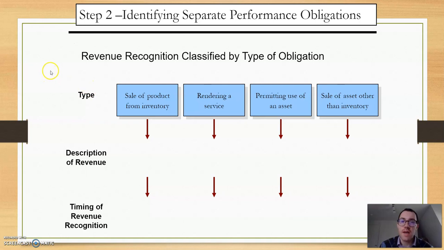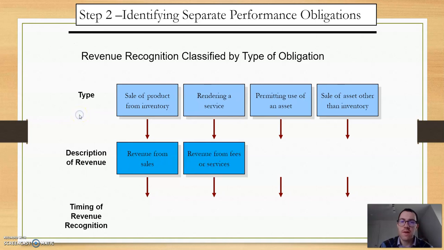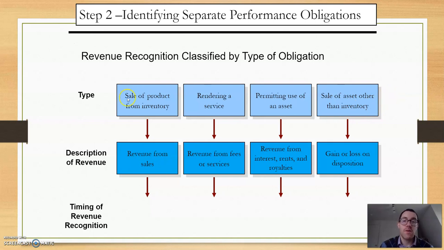And there are several types here of performance obligations. You could sell inventory, that'd be sales revenue. You could render a service, that'd be service revenue. Permitting the use of an asset, like leasing assets or rents. You could sell an asset that's not inventory. That would be a gain or a loss there on disposition.